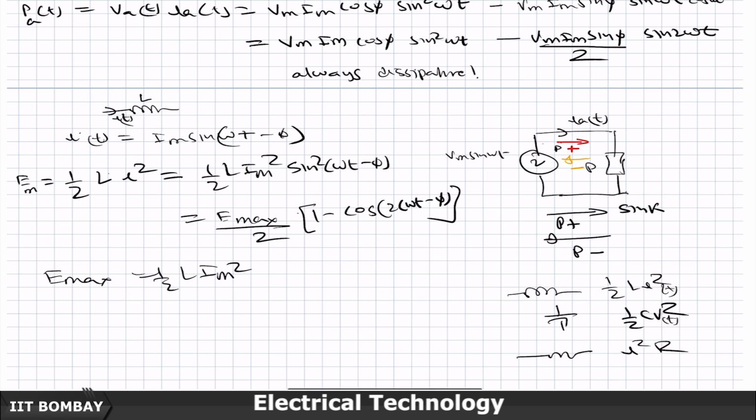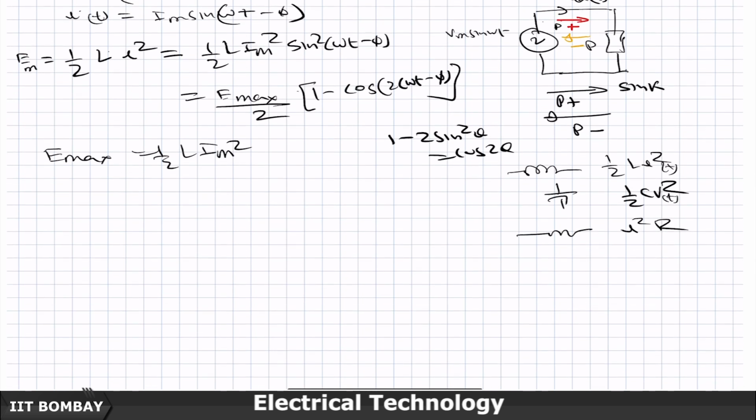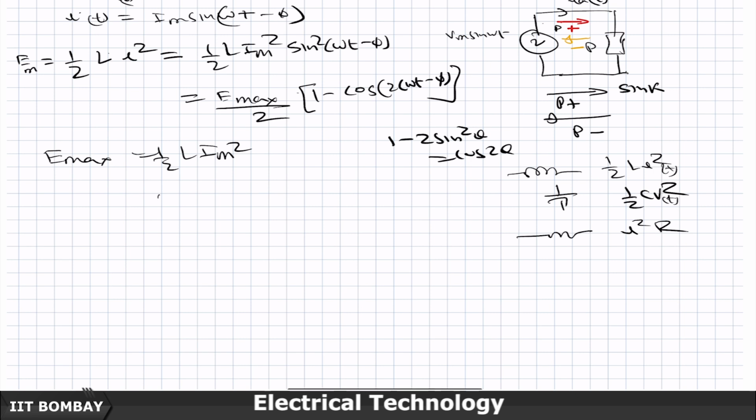Is it not? What did I do? Basically, I said 1 minus 2 sin square theta is cos of 2 theta. So, sin square theta can be written as half of 1 minus cos of 2 theta, where theta is this particular value. So, the half comes out in common. If you look at this, what is it instantaneously?